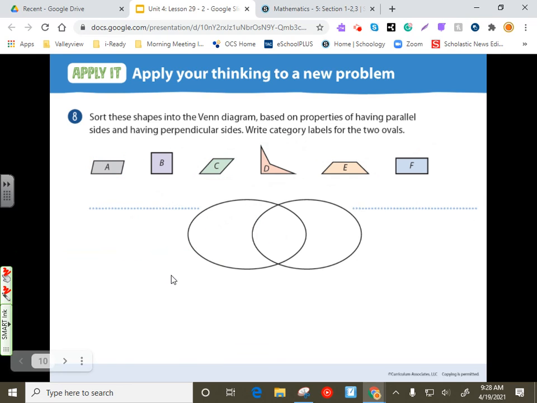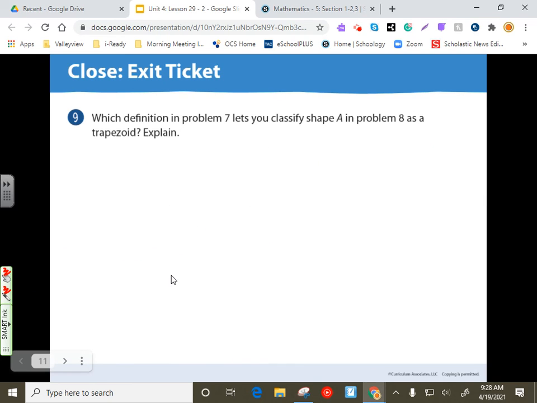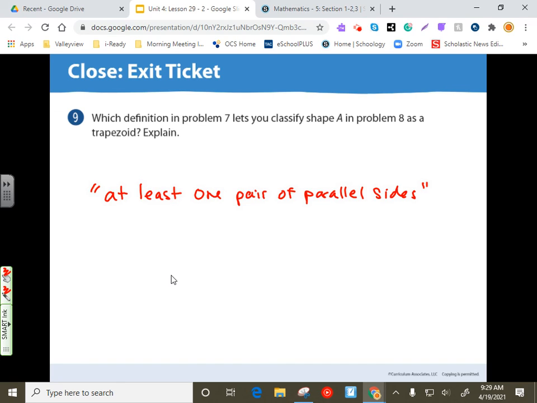And lastly, for number 9, which definition in problem 7 lets you classify shape A in problem 8 as a trapezoid? It's this phrase right here. At least 1 pair of parallel sides. And there you have it for your notes.